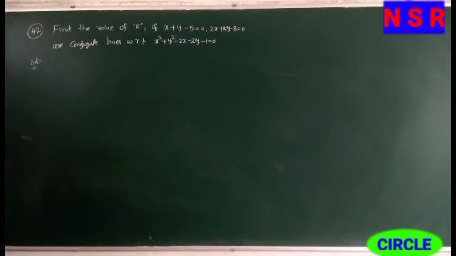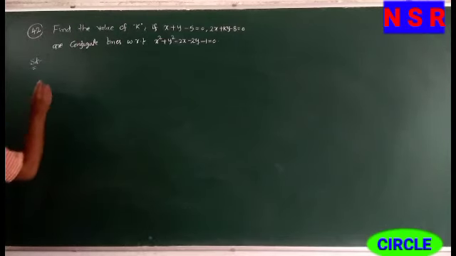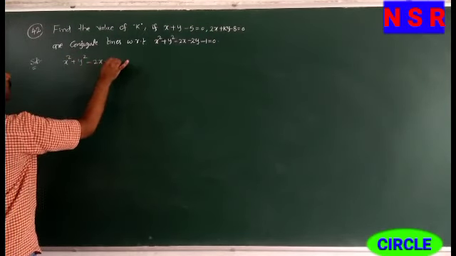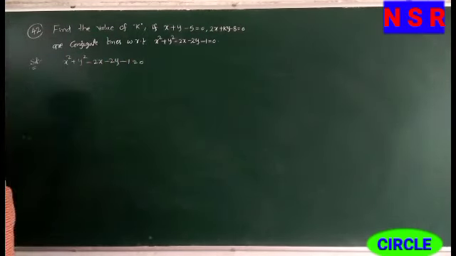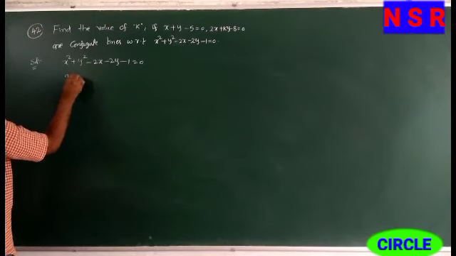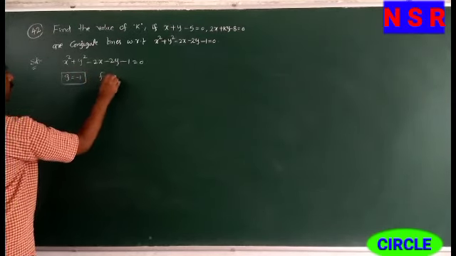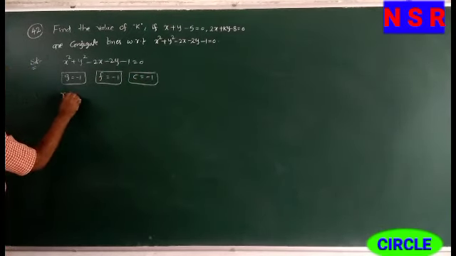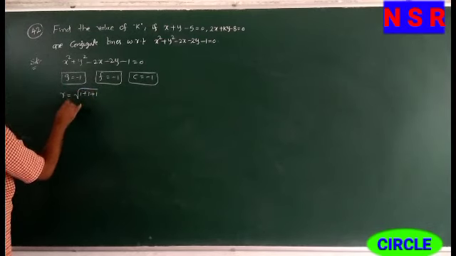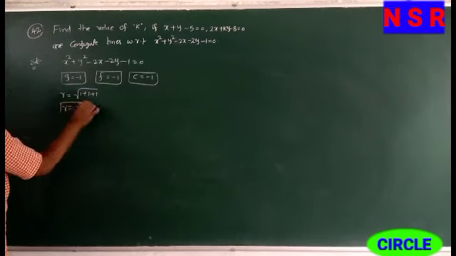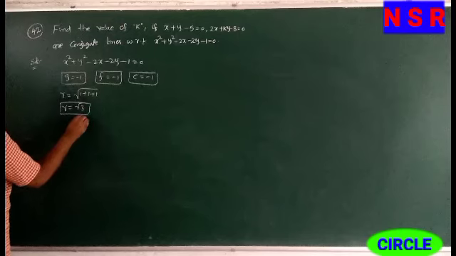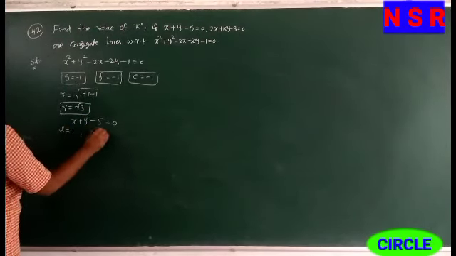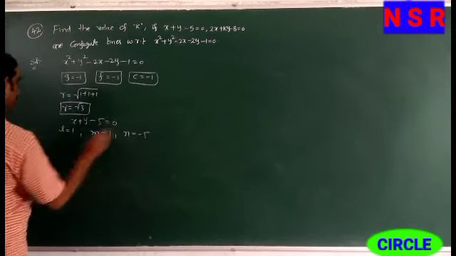Next, the given lines are conjugate lines, find the value of k. Here the given circle equation is x square plus y square minus 2x minus 2y equal to 1. So directly I write g equal to minus 1, f equal to minus 1, and c equal to minus 1. Now radius, g square plus f square minus c, equal to root 3. Now the given line is x plus y minus 5 equal to 0. So L equal to 1, m equal to 1 and n equal to minus 5.